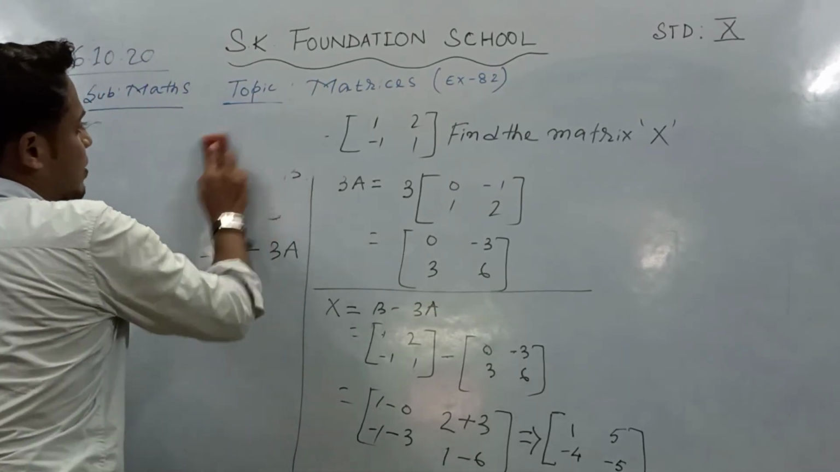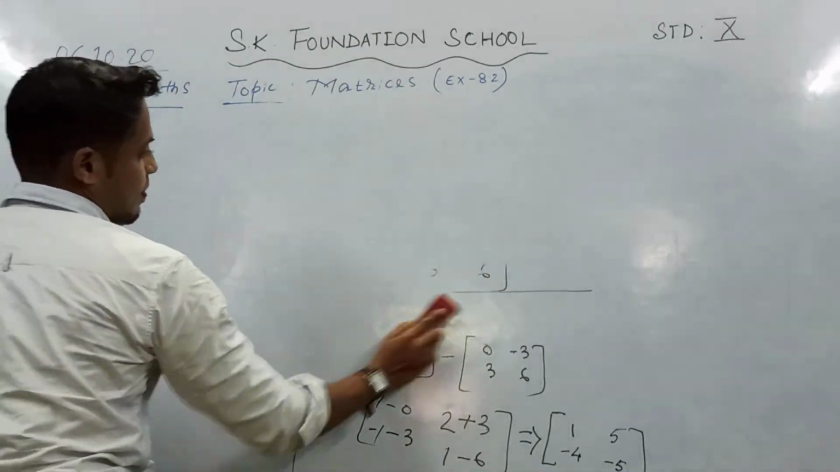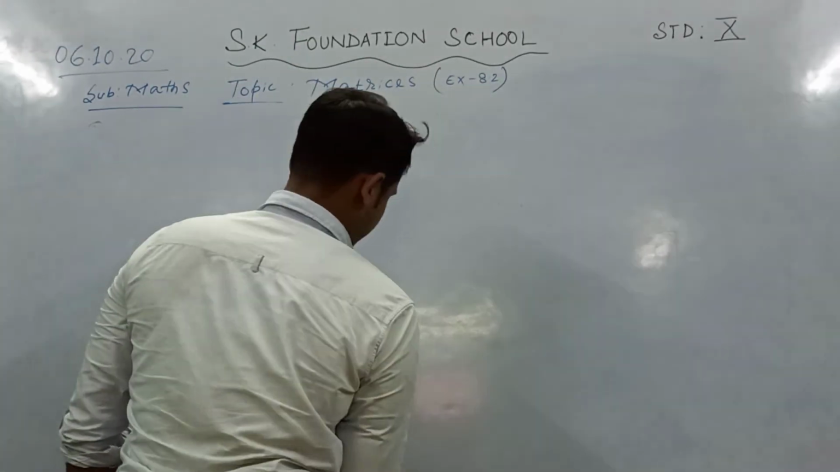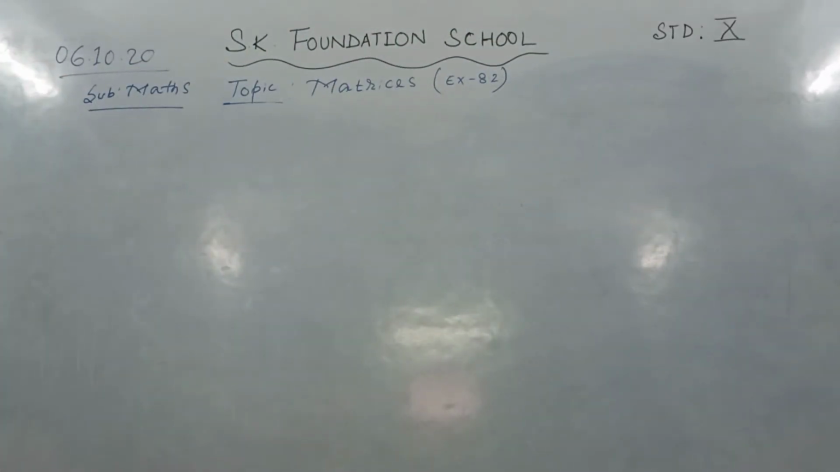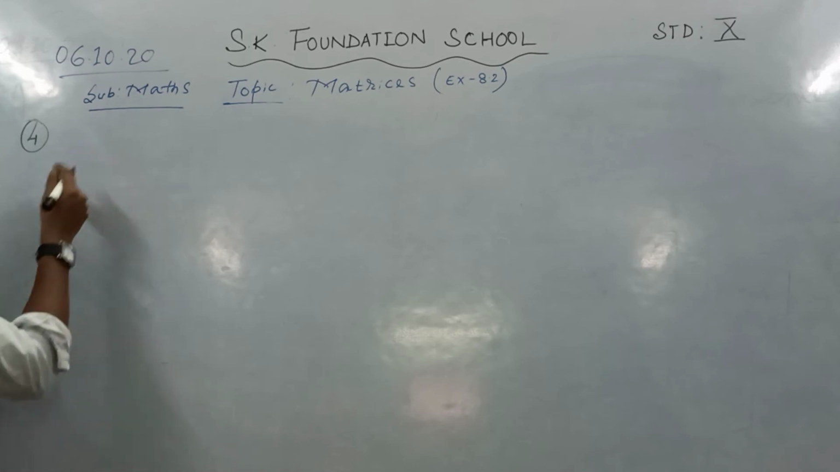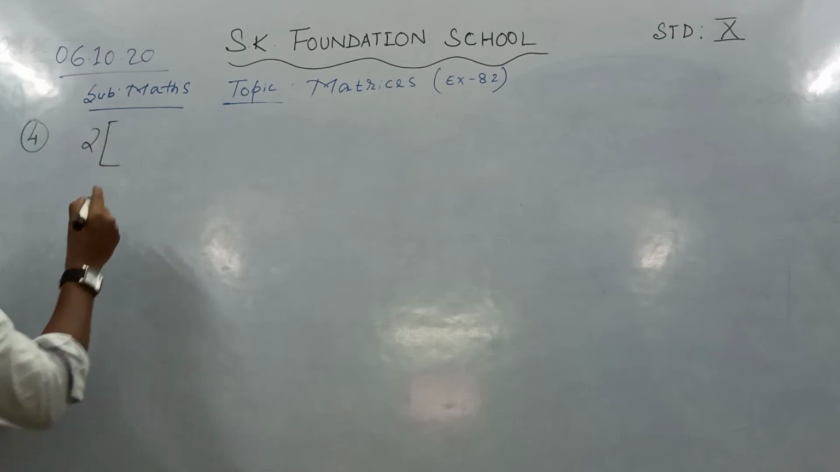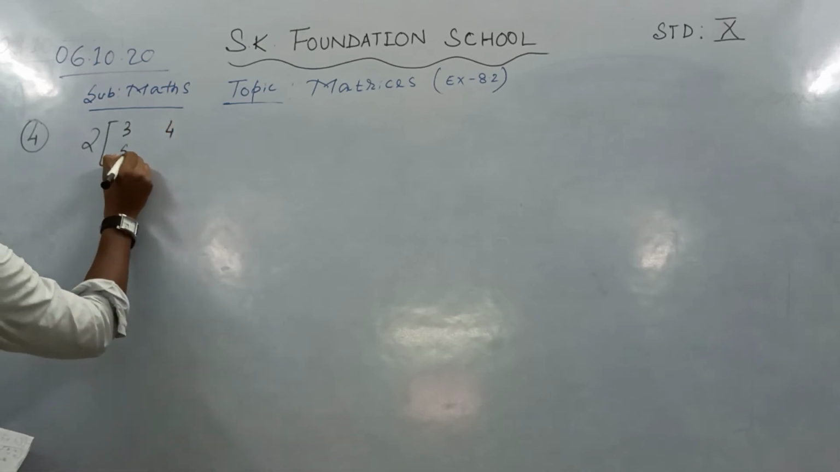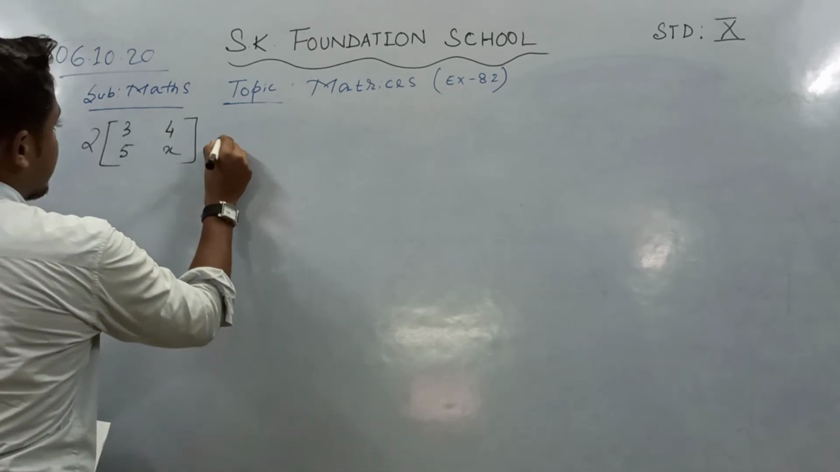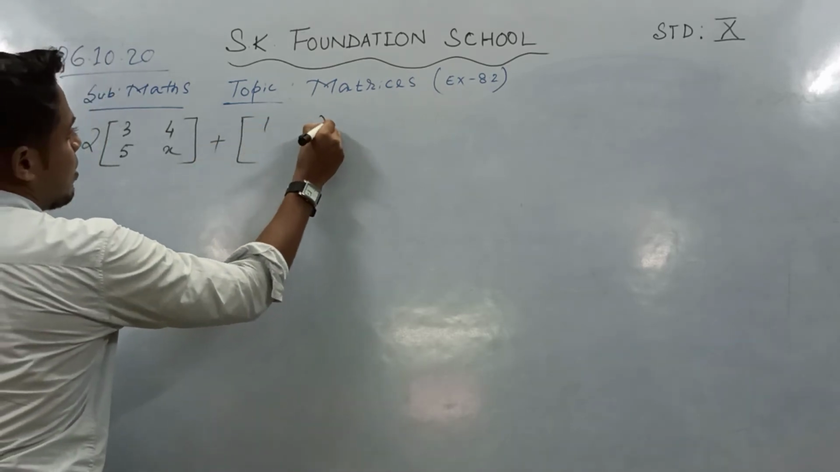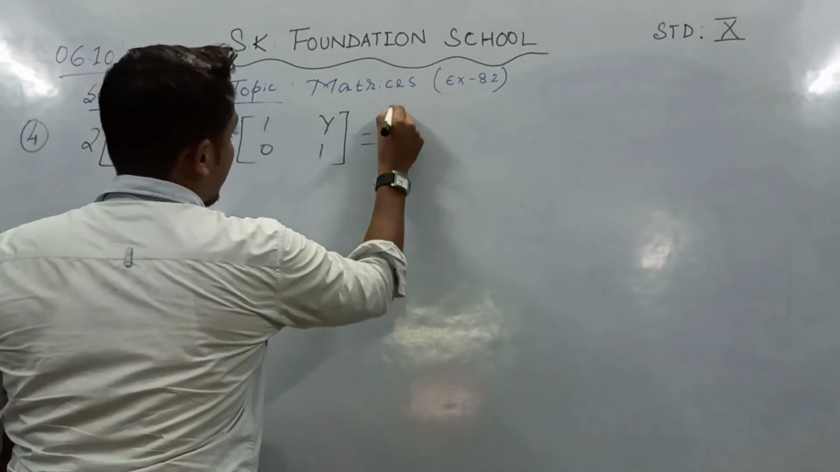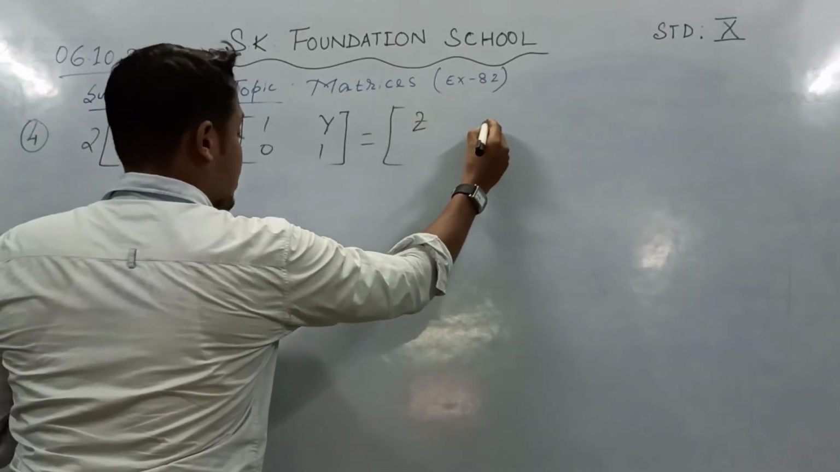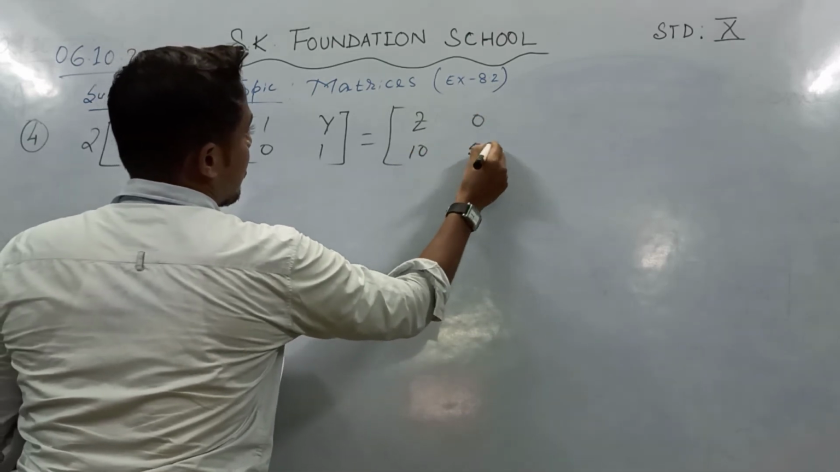Now come to example number 4. The question is given: 2 into [3, 4; 5, x] plus [1, y; 0, 1] equals [z, 0; 10, 5].